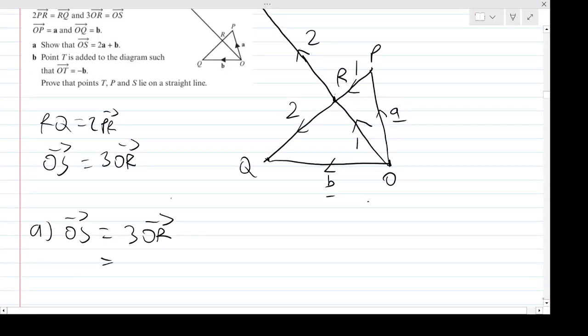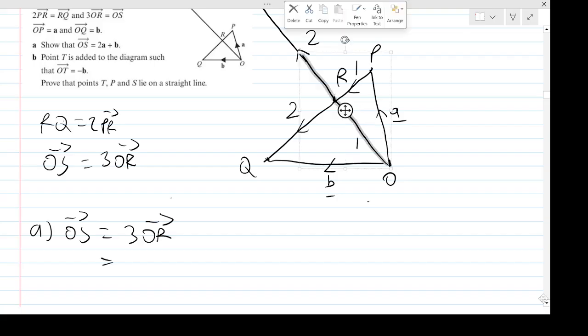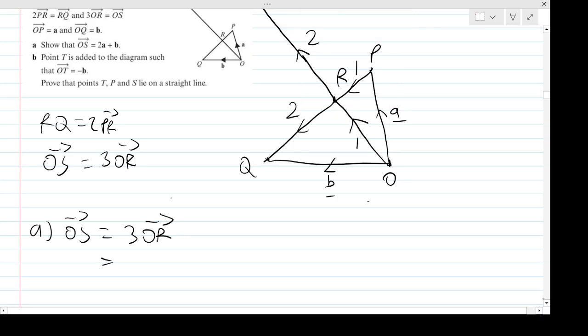So OR then, that's going to be the vector here, from O to R. But obviously I don't know a vector for O to R directly, so I need to find another way of getting from O to R. It's all about finding different paths to get to the same vector. Well, I recognise I can go from O to P along A. So O to P, then P to R. And there we are, I start at O and end at R.